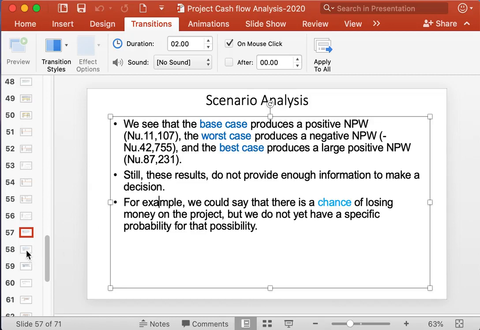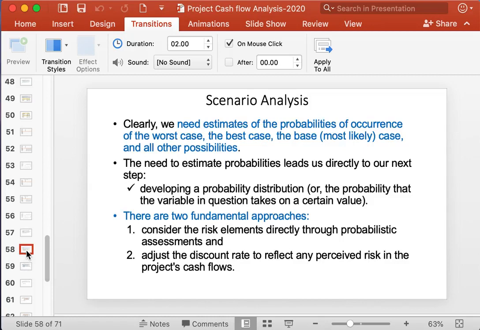Okay, so that means we need to estimate the probability of occurrence of the worst case, best case, and base case, or maybe all other possibilities. So in that case, we can use this scenario analysis.